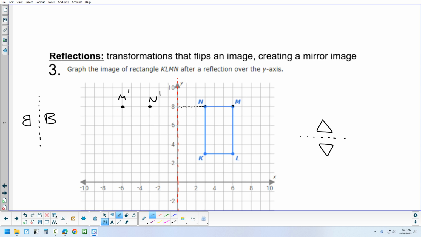Okay, now let's do the k. How many units is k from the dotted line? 3, and it's to the right. So go 3 the opposite way. Okay, in this case, opposite way means left. 1, 2, 3.